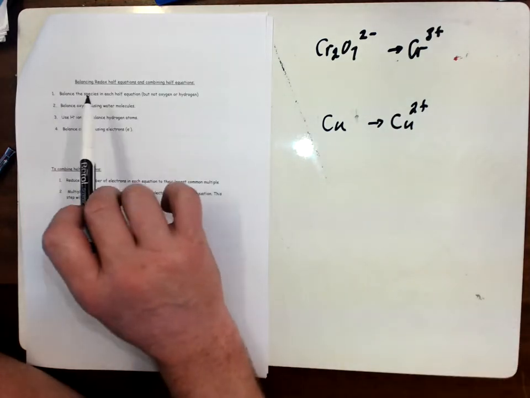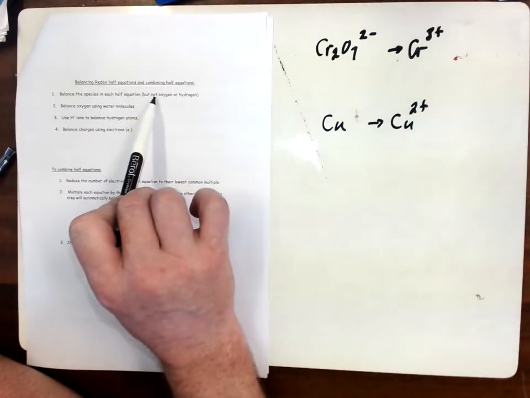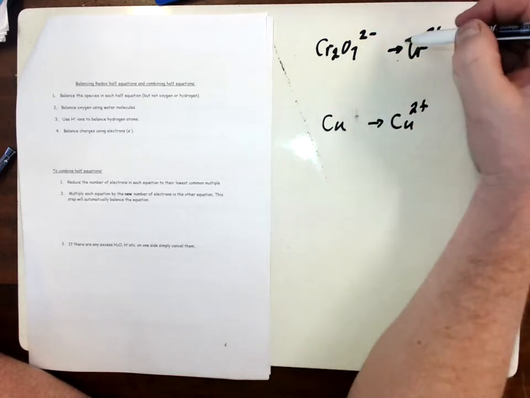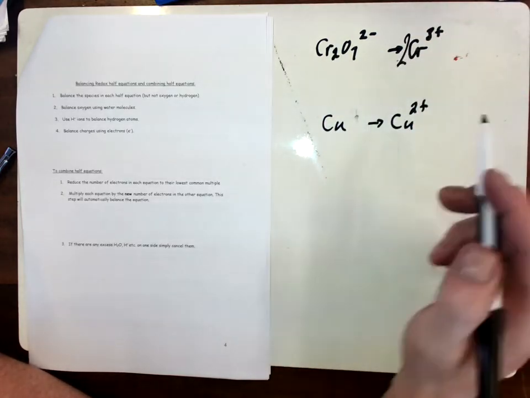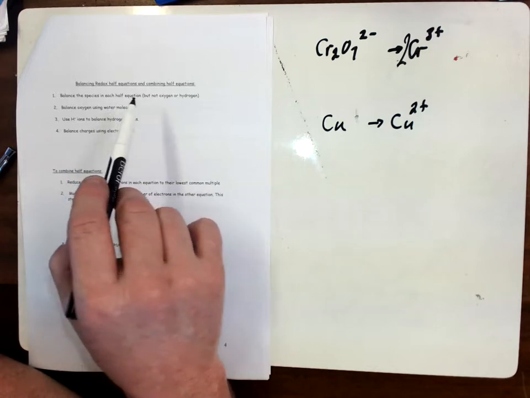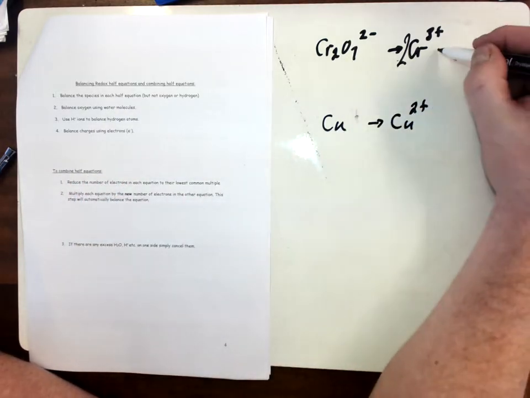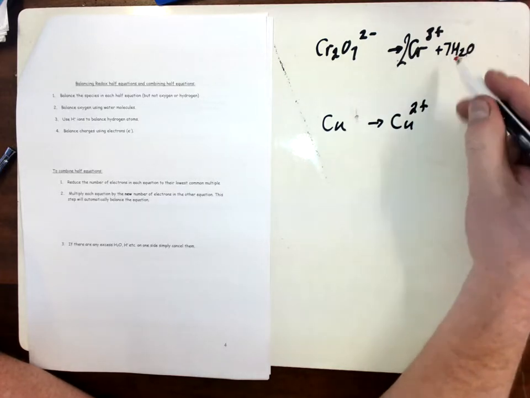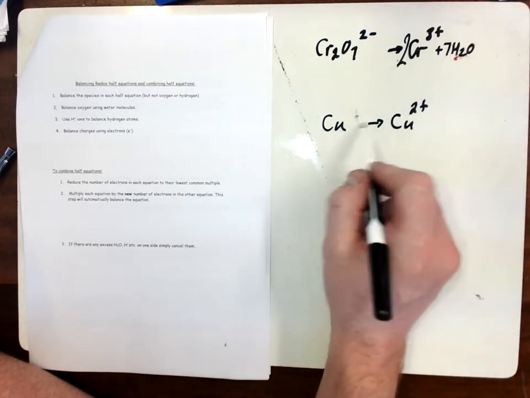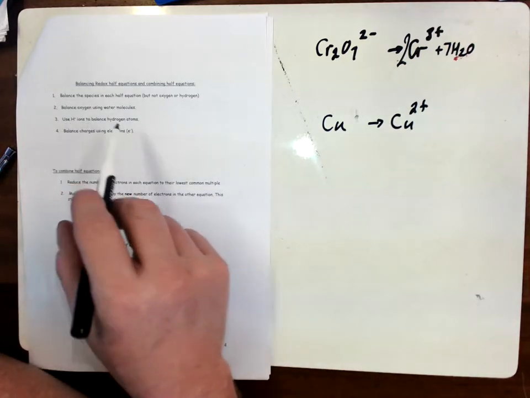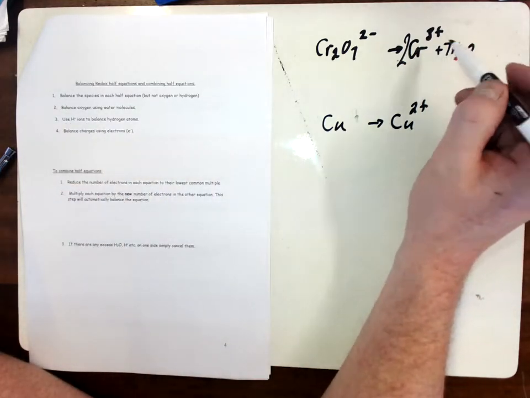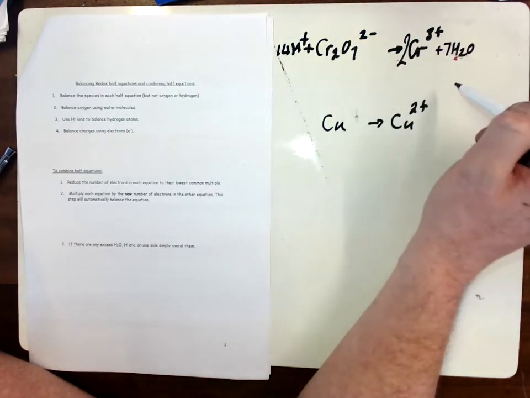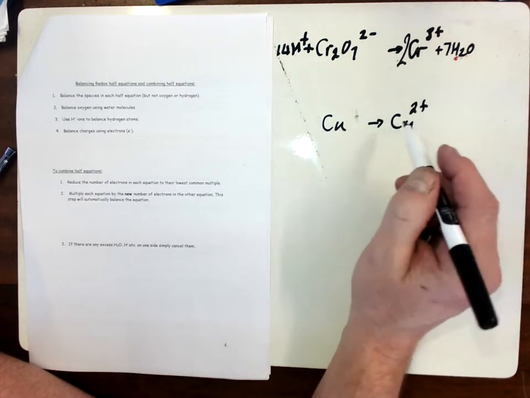Right, so let's go. Balance elements in each half equation, but not oxygen and hydrogen. So we ignore the oxygen, but we do have 2 chromiums here, so I need to put a 2 there. Balance oxygen using water molecules. I have 7 oxygens there, so I need 7 waters to get my 7 oxygens. No oxygens down here to worry about. Use hydrogen ions to balance hydrogen atoms. I've got 14H plus needed there because I have 7 times 2 hydrogens. Nothing down here to worry about.